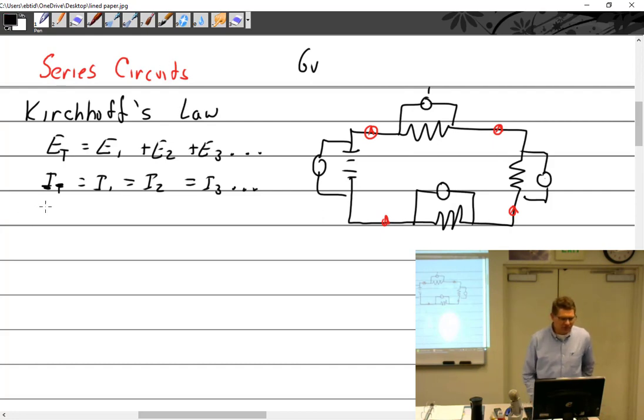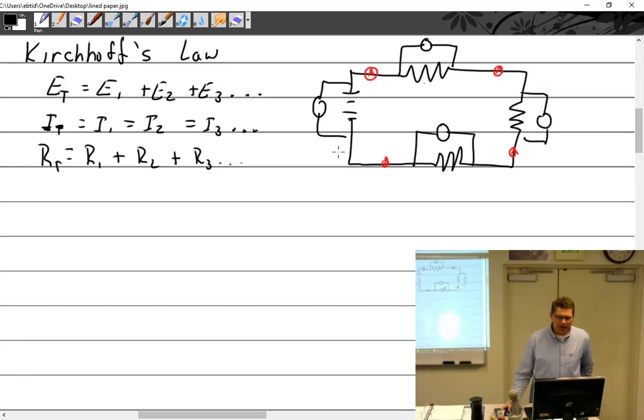And resistance, which is futile, is R1 plus R2 plus R3. So the resistance of this one plus the resistance of this one plus the resistance of that one equals the total resistance.